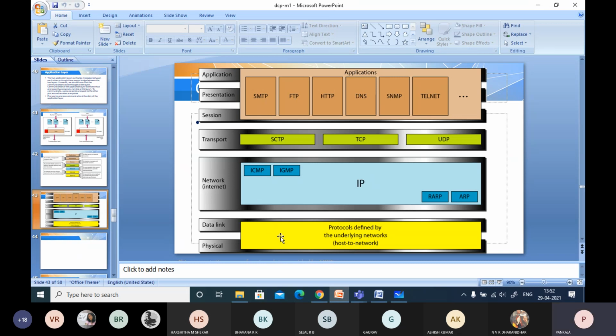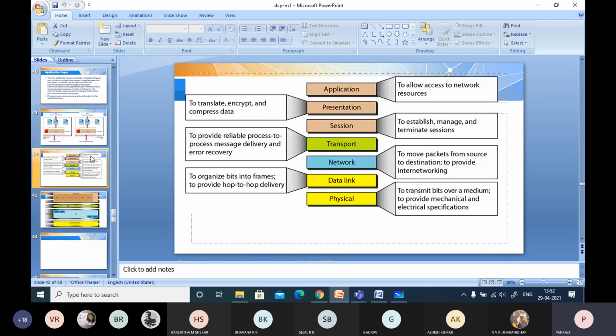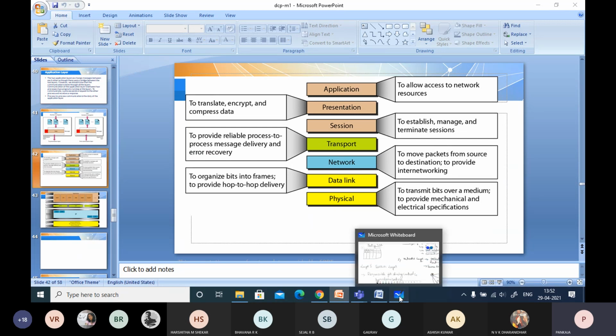Okay, you can just observe this simple diagram. Before going to this diagram, let me summarize the layers. I think you can easily understand each layer's important responsibility, such as allowing access to the network resources at the application layer. I have not covered the presentation and session layer, so let me go to the presentation and session layer, then come back to this diagram.